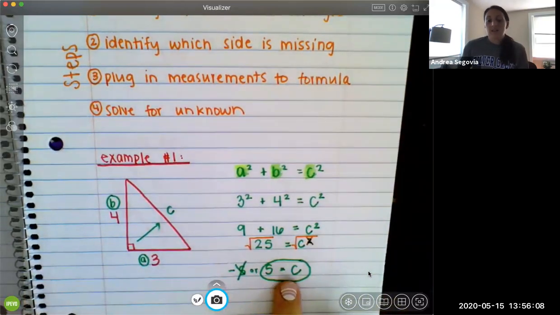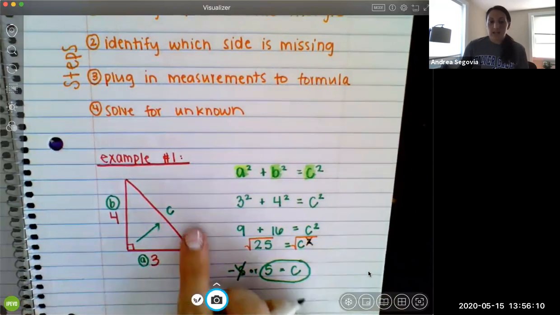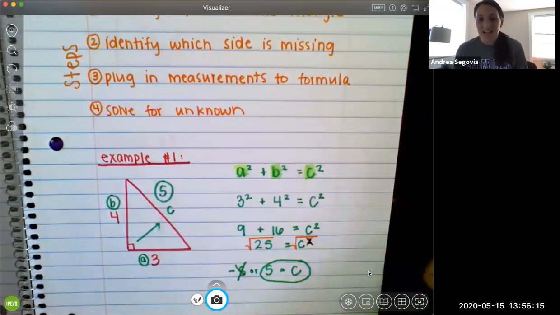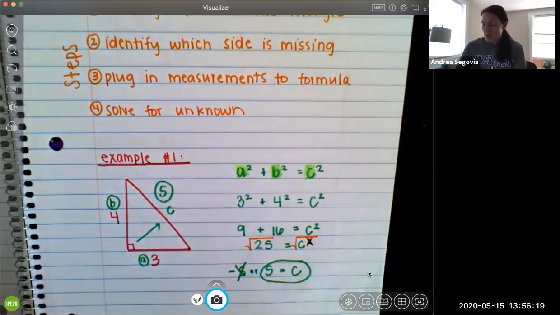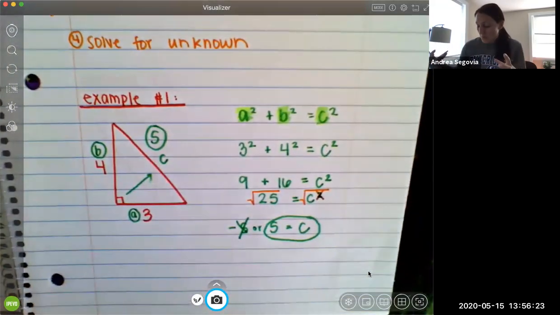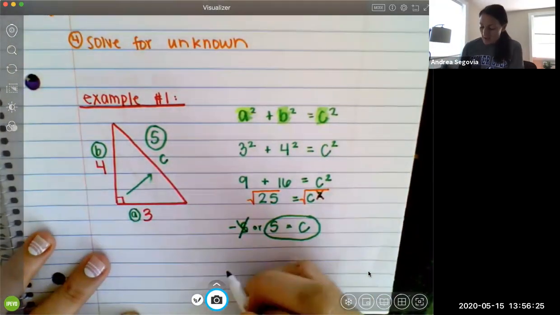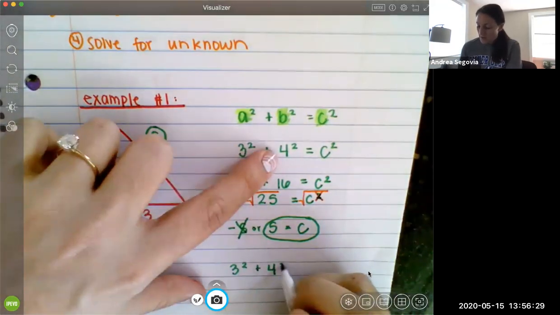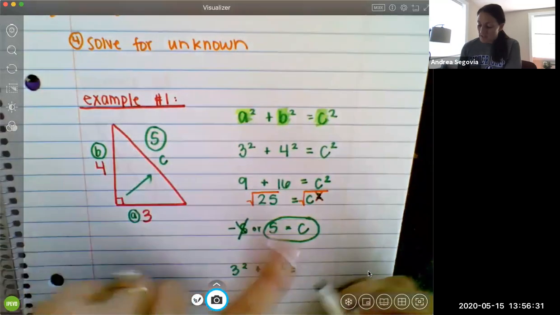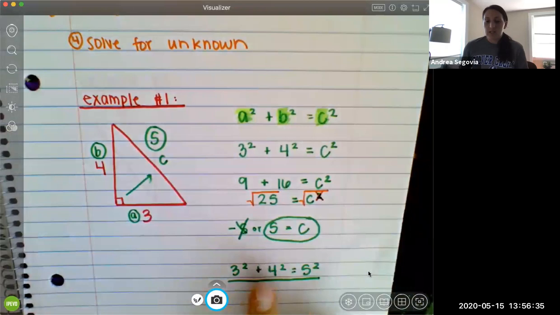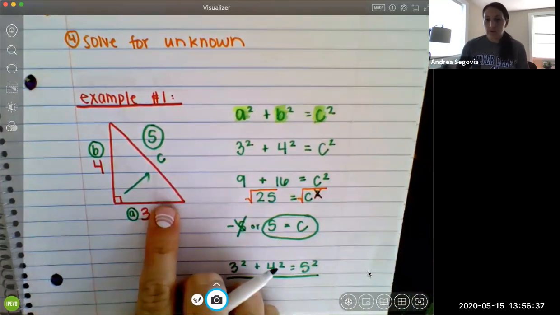So I can say that the length of the missing side is c. Sorry, the length of the missing side is 5. So now I know all of the lengths of my triangle. If I wanted to write the full Pythagorean theorem, I would say 3 squared plus 4 squared equals, and I just solved that c is 5 squared. And now I have the Pythagorean theorem that represents this right triangle.